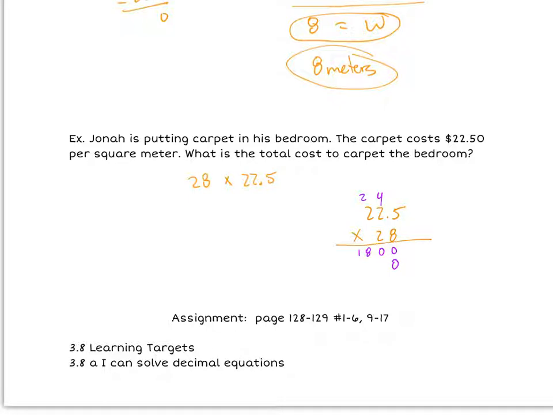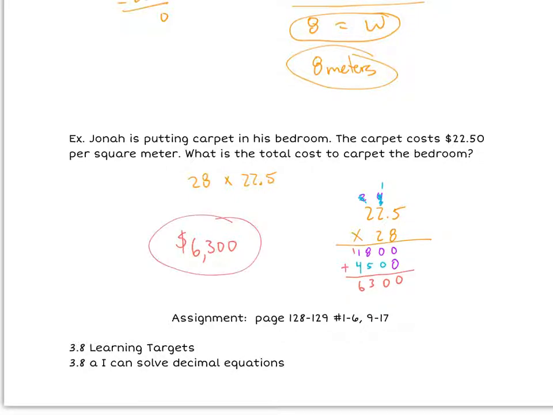And then you put 1 zero down there because you're in the second level. So the first level, no zeros. Second level, 1 zero. 2 times 5, 10. 2 times 2, 4, plus 1, 5. 2 times 2, 4. Add all those up. 6,300. $6,300.